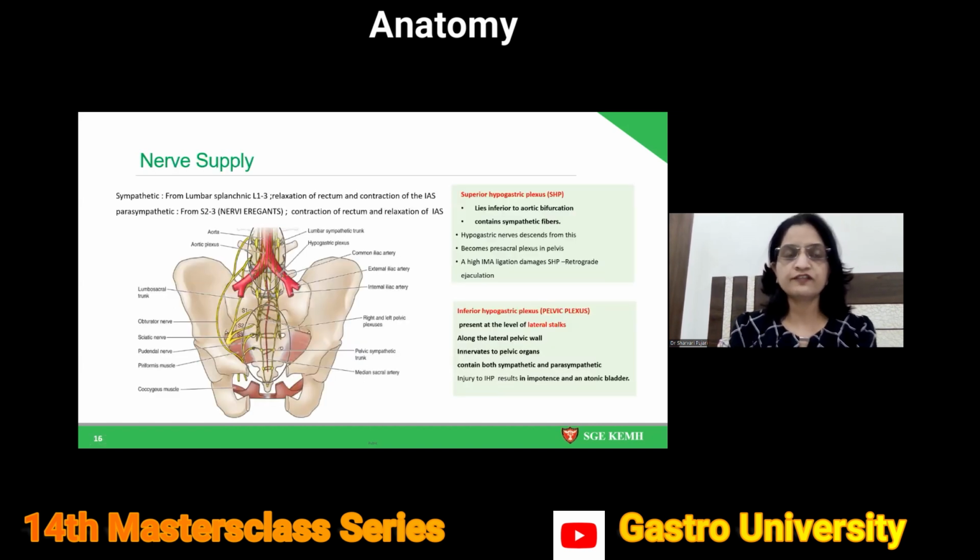Now coming to nerve supply, the rectum has both sympathetic and parasympathetic nerve supply. The sympathetic comes from the lumbar splanchnic nerves, which, in broad terms, are responsible for rectal muscle relaxation and contraction of sphincters, whereas parasympathetic allows stools to pass, that is, contraction of rectal walls and relaxation of the internal anal sphincter.